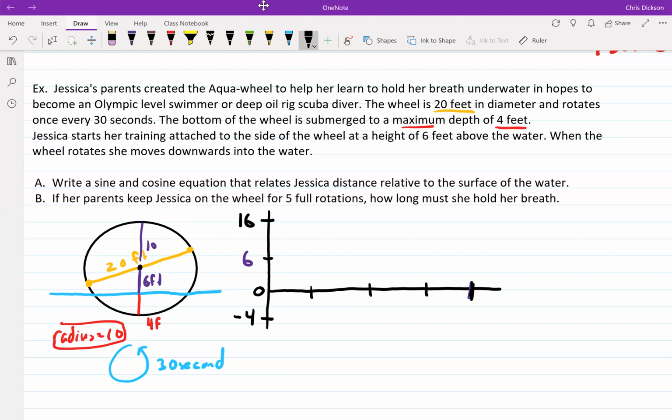Okay, now be careful, this line here is not the midline, that's the surface of the water. So I want to be careful when I plug my points in here. So where does Jessica get on the wheel? And then I guess, how does it rotate here?